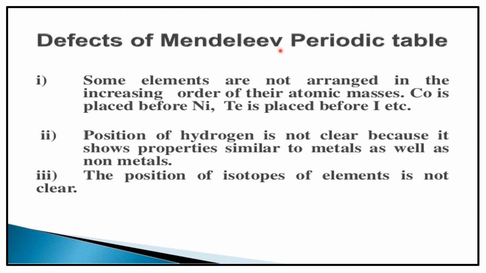Now the defects of Mendeleev's periodic table. According to it, elements have to be arranged in the increasing order of their atomic masses. But it was observed that some elements are not arranged in that order. For example, cobalt and nickel. Cobalt's atomic mass is 58.9 and nickel's atomic mass is 58.7. Nickel has a lesser mass than cobalt, but cobalt is placed before nickel. The same way, tellurium and iodine. Tellurium's atomic mass is higher than iodine's, but tellurium is placed before iodine. So the sequence had changed. This is a defect of Mendeleev's periodic table.